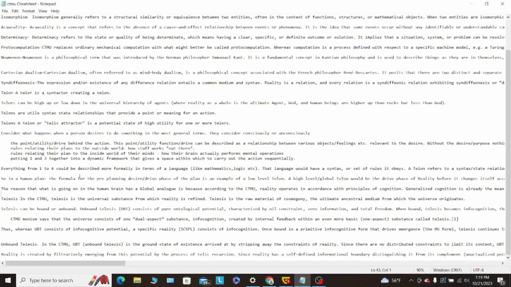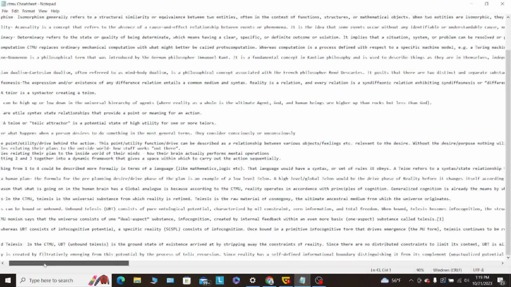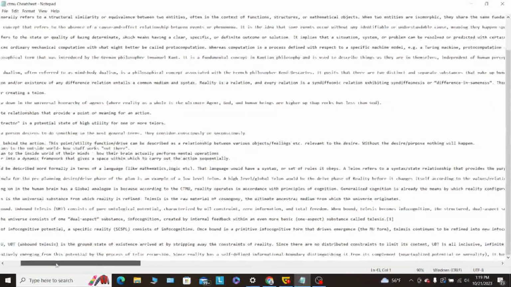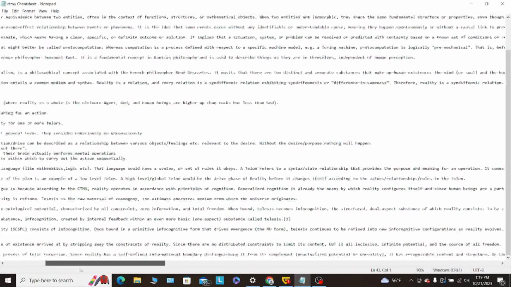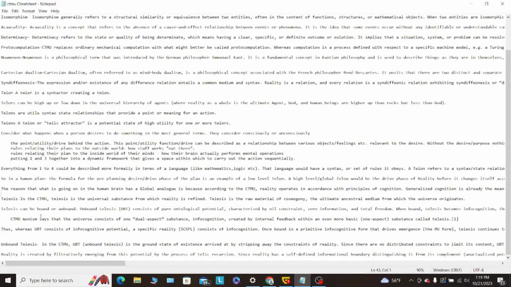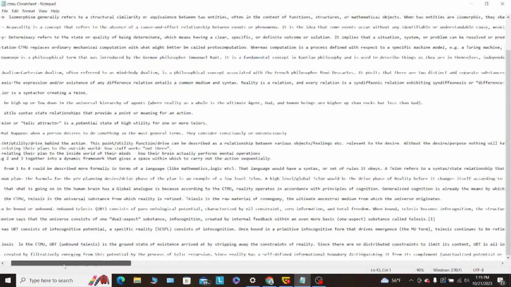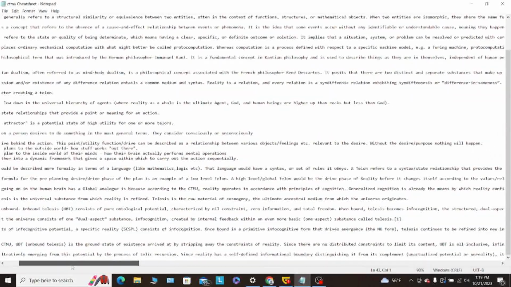Unbound telesis in the CTMU, UBT, is the ground state of existence arrived at by stripping away the constraints of reality. So, self-definition, perhaps. Since there are no distributed constraints to limit its content, UBT is all-inclusive infinite potential and the source of all freedom. Reality is created by filtratively emerging from this potential by the process of telic recursion.